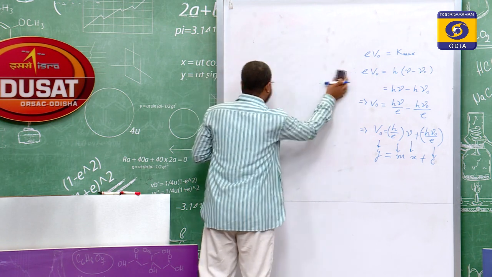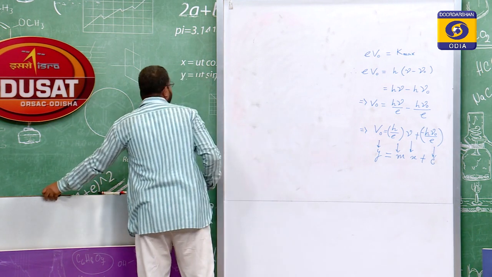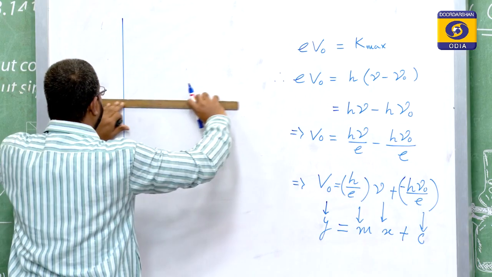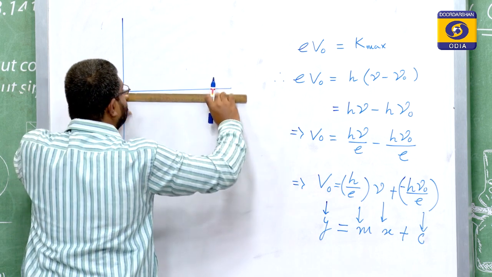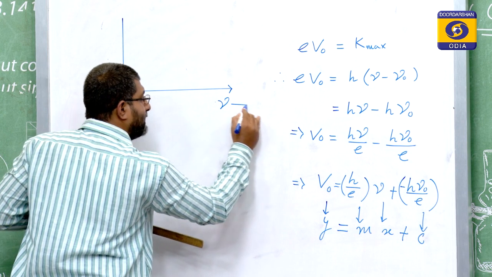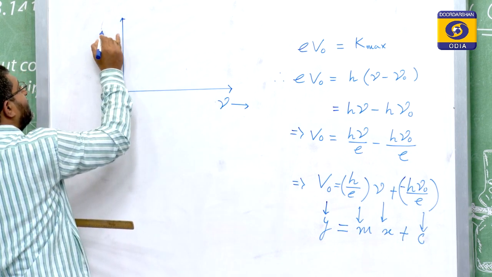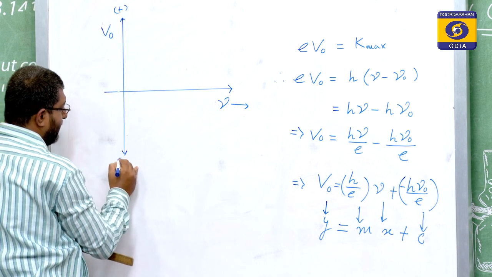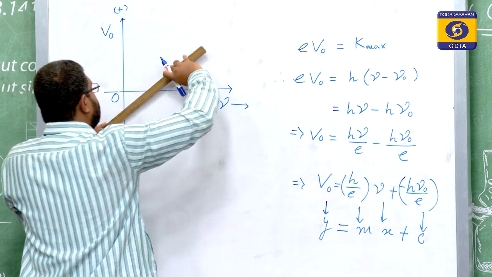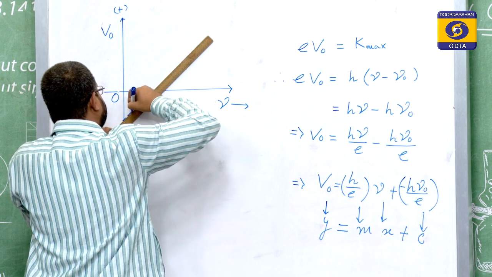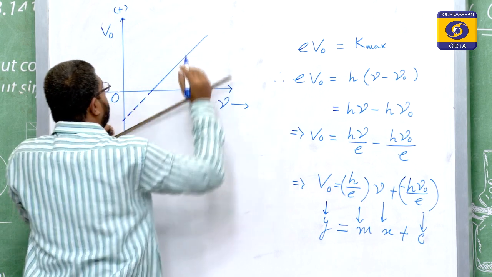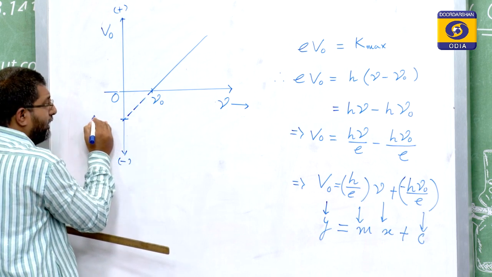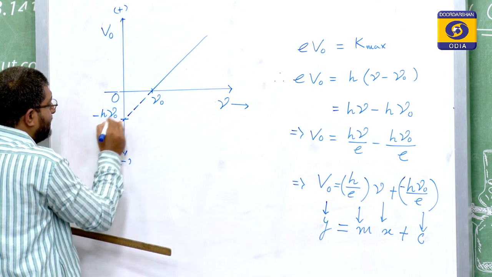So, by taking this V0 along the y axis and frequency along the x axis, if I plot the graph, this is frequency here, and here there is your stopping potential V0. This is the positive axis here, and this is the negative axis here. If this is the origin, the nature of the graph is something like this. And this point is your nu 0, the threshold frequency, and this point here you can write as minus h nu 0 by E.